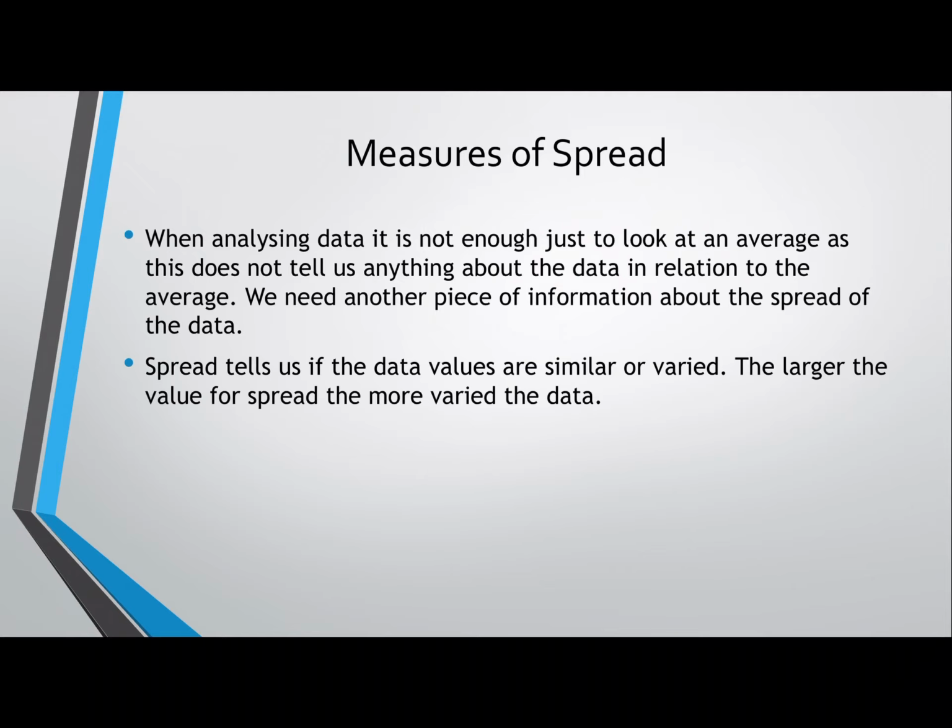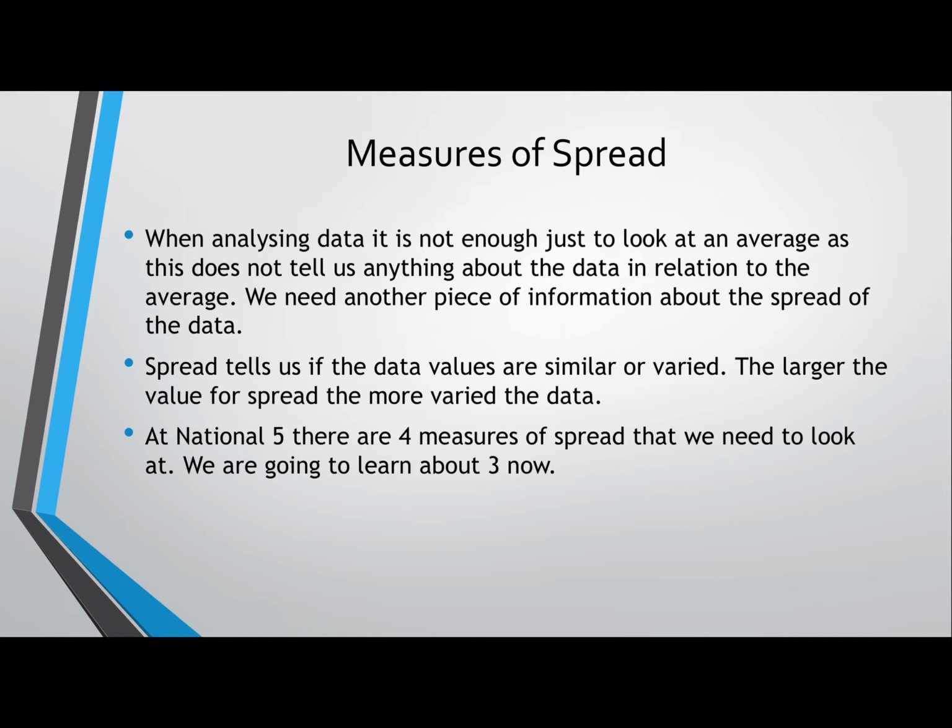So what the spread is telling us is if the data values are similar or varied. The larger the value for the measure of spread we get, the more varied the data is. At National 5, both for maths and for applications of maths actually, there are 4 measures of spread that we need to look at, and we're going to do 3 of them now.